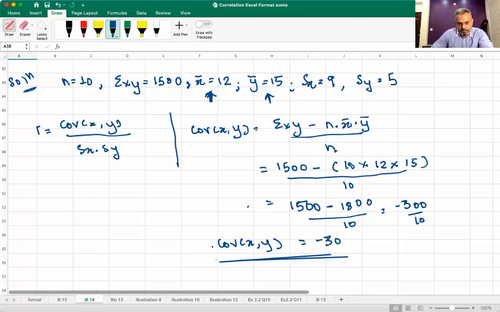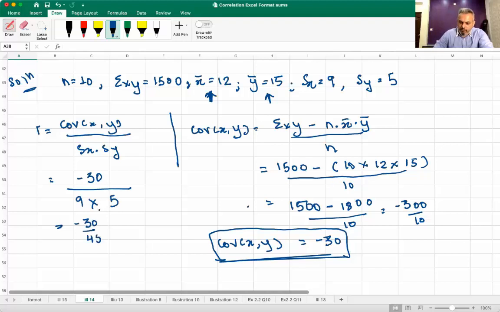Now we can directly use this over here, which is equal to minus 30 upon standard deviation of x. We already have 9, and standard deviation of y is 5, so minus 30 by 45, which is equal to 0.66666, so 0.67. Therefore, R is equal to minus 0.67, don't forget the minus. Answer.